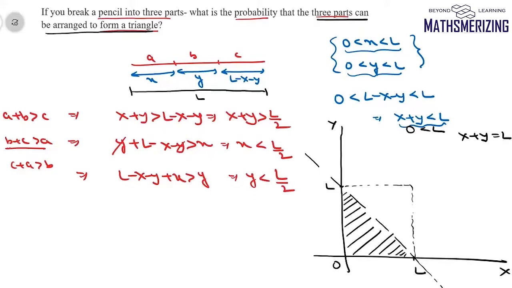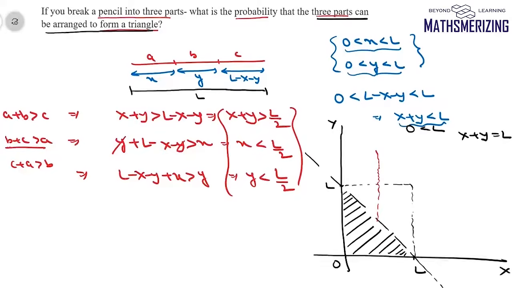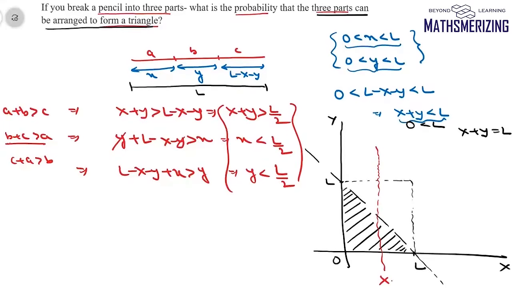So the condition that these 3 parts can be arranged to form a triangle is that X plus Y should be greater than L by 2, X should be less than L by 2, and Y should be less than L by 2. So I'll mark this region. So I'll take X as L by 2, and then I'll also have Y equals L by 2. So here X should be less than L by 2 and Y should also be less than L by 2. So we have this square.